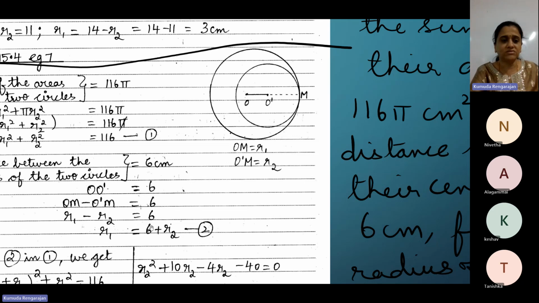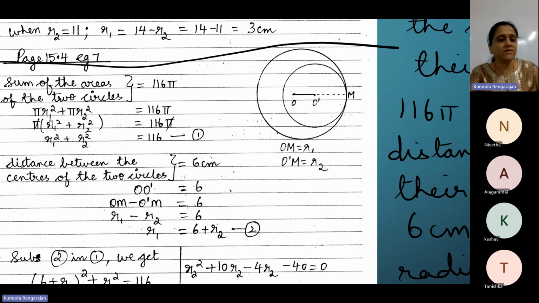And the first equation is the sum of their areas. Pi r1 square plus pi r2 square, the sum of the areas of the two circles, is equal to 116 pi. As we did in the earlier one, pi is common, pi gets cancelled. Same method. Okay, got this?